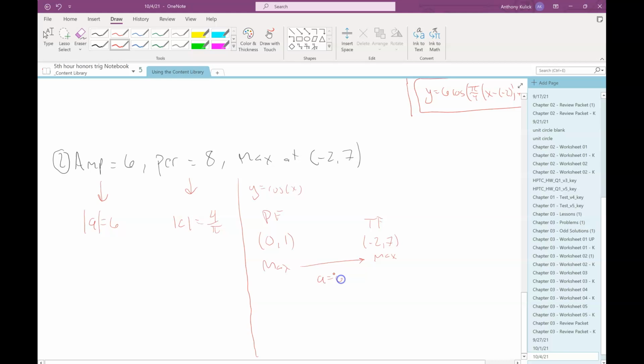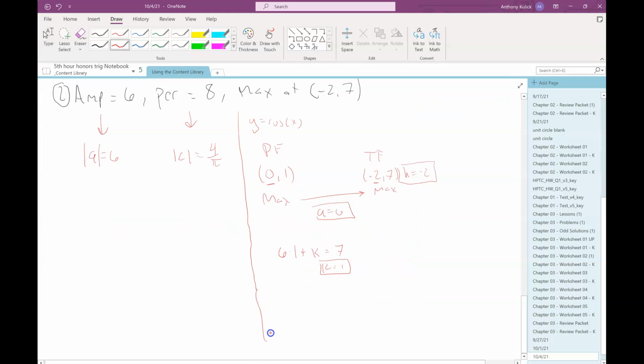So that tells me the A has to be 6. The H has to be -2. And then, just like before, I have to solve for my K to be 1. It's like the exact same problem as the previous one.